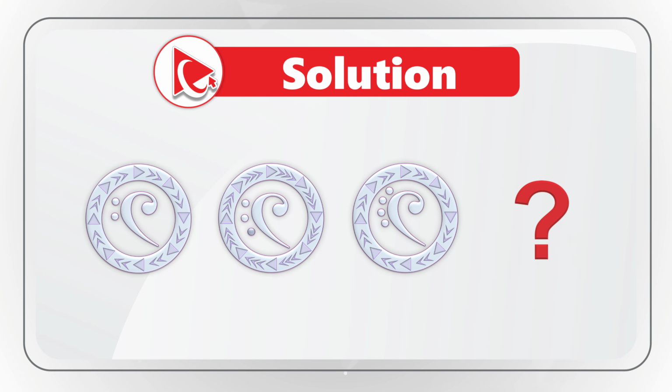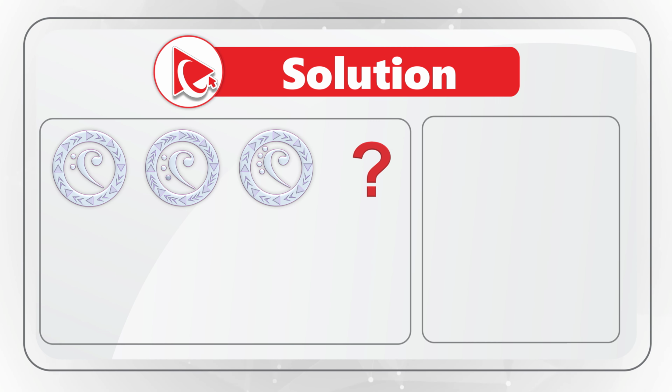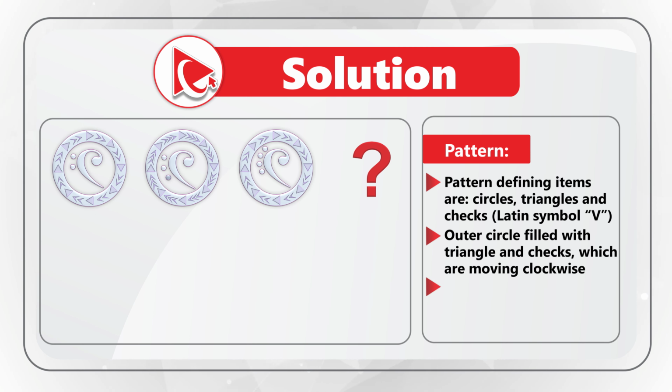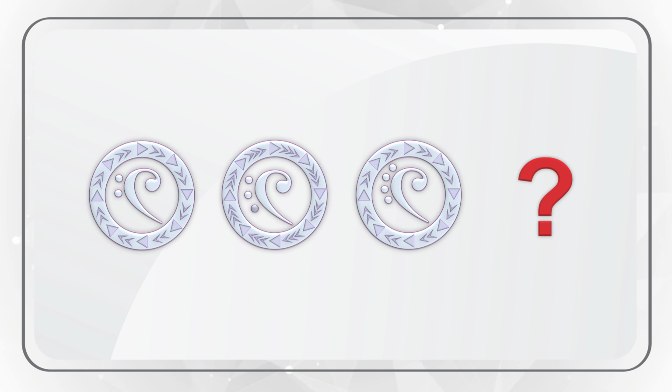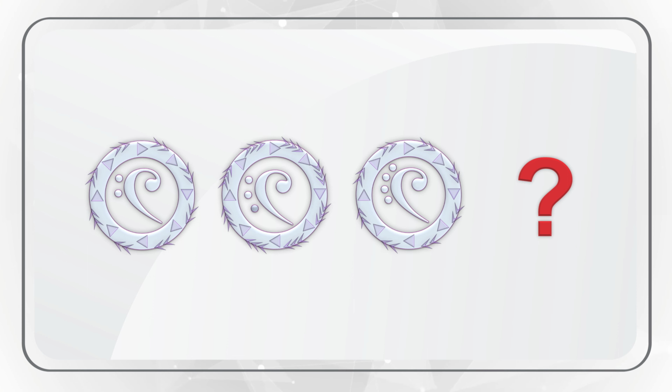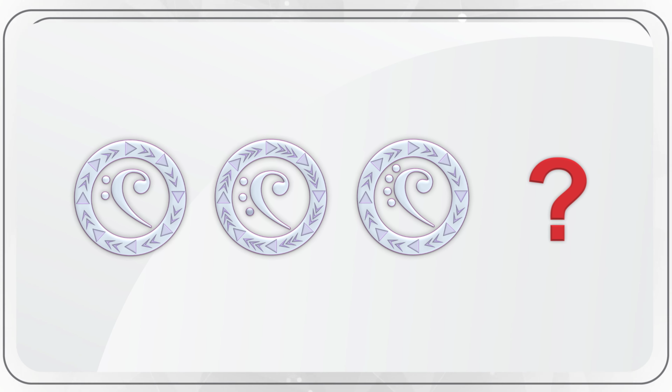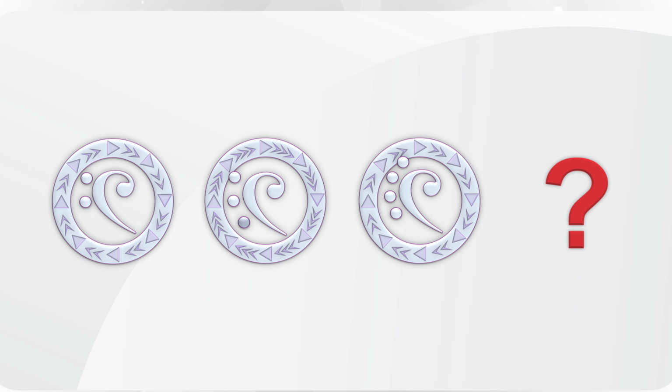As you might have guessed, the key is to define the pattern. And pattern consists of multiple elements. Pattern-defining items are circles, triangles, and checks. They look like Latin symbol V. If you look closely at the outer circle, it's filled with triangles and those checks, which are moving clockwise. The inner circle also has smaller circles inside.